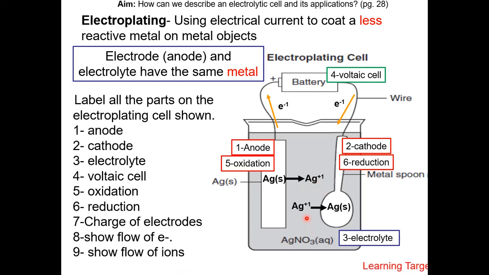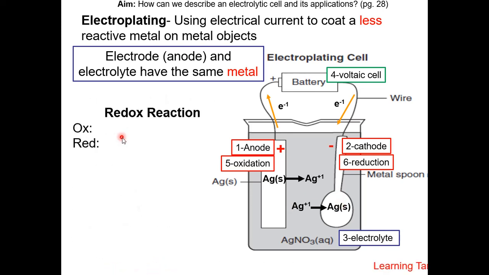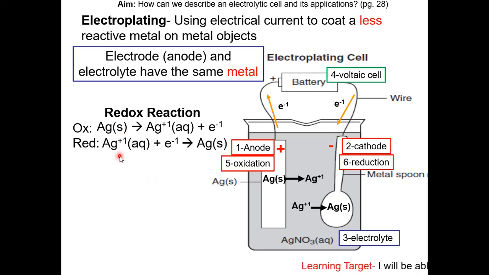Silver ions in solution are reduced at the cathode, becoming solid silver, which plates onto the spoon. Since this is an electrolytic cell, the anode is labeled positive and the cathode is labeled negative. Solid silver is oxidized at the anode, and silver ion is reduced at the cathode.